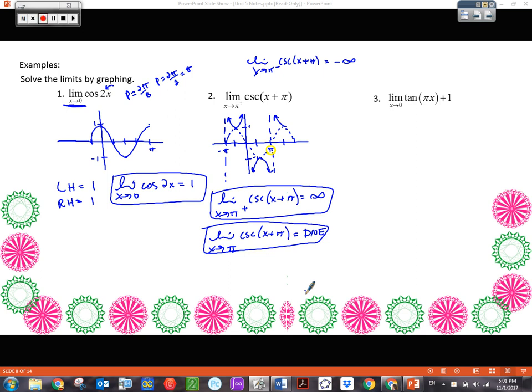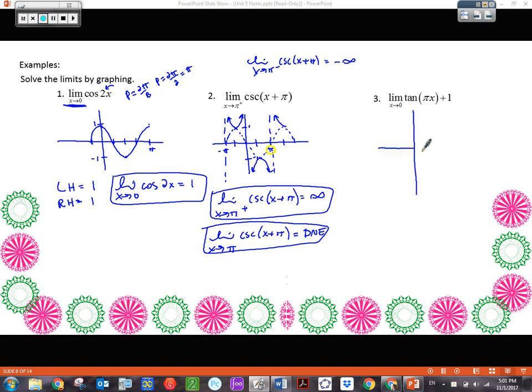Alright, so let's look at our last example. I think that perhaps the notes that you have has an incorrect number down here. It should read as x goes to 0. So if you would just change that for me on your notes. So that should be as x goes to 0.